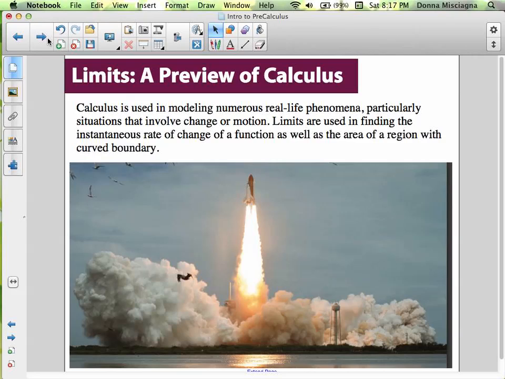And finally, limits, a preview of calculus. Calculus is used in modeling numerous real-life phenomena, particularly situations that involve change or motion. Limits are used in finding the instantaneous rate of change of a function, as well as the area of a region with a curved boundary. We'll be introduced to these concepts in PreCalculus, and they'll be interwoven all throughout this course.